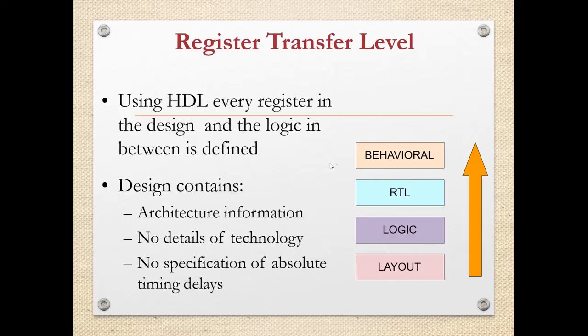The next level of abstraction is RTL, register transfer level. Using the HDL, every register in the design and the logic in between is defined, and the design contains architecture information. There are no details of technology and no specifications of absolute timing delay. So the design description is written only at the register level. The details of technology or the timing delays are not considered in this level of abstraction. So this is the next level of abstraction.